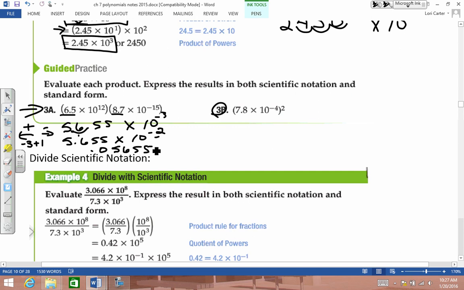Okay, why did I say the second one was confusing? Because it has an exponent that time. It has parentheses there. What does the exponent mean? You have to take the 7.8 to the second power, and then times -4. Yes. So what's 7.8 times 7.8? That's like 60.84. Times 10 to what power? -8. Beautiful. Am I done?